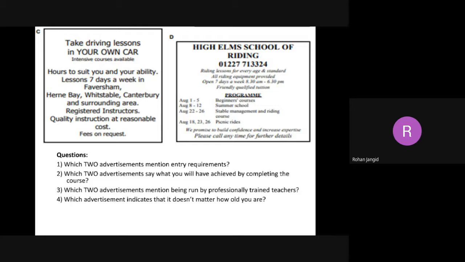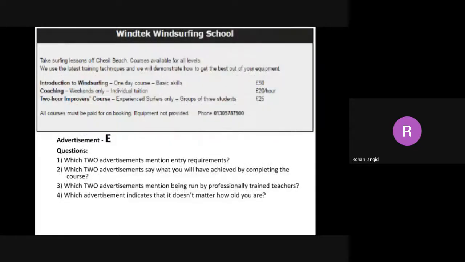Third is C, C for Canada, D, D for Denmark. And fourth is D, D for Denmark again. So it can be repeated, right? Because the first three questions are asking for two advertisements. Okay, let us see the next set of questions.